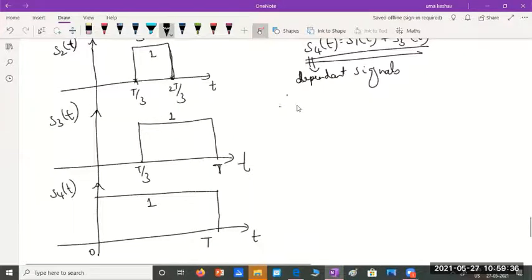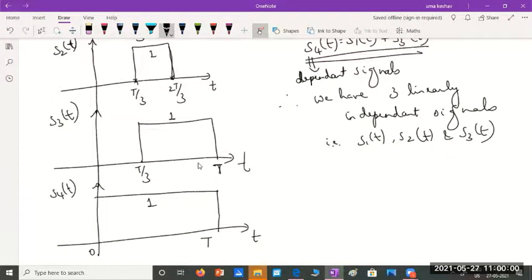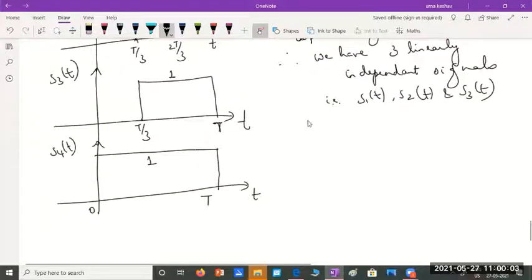Therefore, we have three linearly independent signals, that is S1, S2 and S3, right? All three are linearly independent here. Therefore, how many basis functions should we have? We should have three orthonormal basis functions.